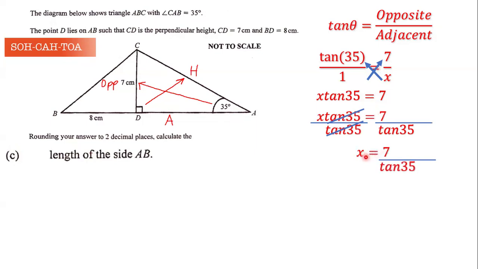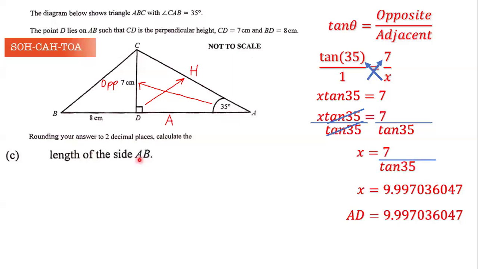And so what we have here, we're going to divide. So we have 7 divided by tan of 35, which gives us 9.997036047. And what we have to do is notice that this is AD, right? We just found out what AD is, but we need to figure out what is AB. So we're going to add what we got for AD to DB, and that should give us the length of AB.